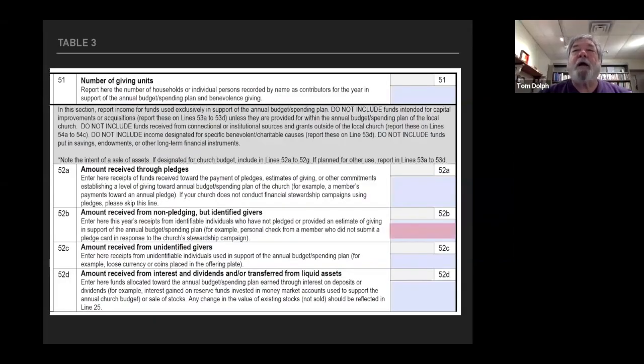52B are regular givers, but they don't pledge. They don't send in an estimate of giving card, but you can pretty much count on them giving the same amount every time, whether that's weekly, monthly, quarterly, or yearly. And again, this is an amount and not the number of givers.